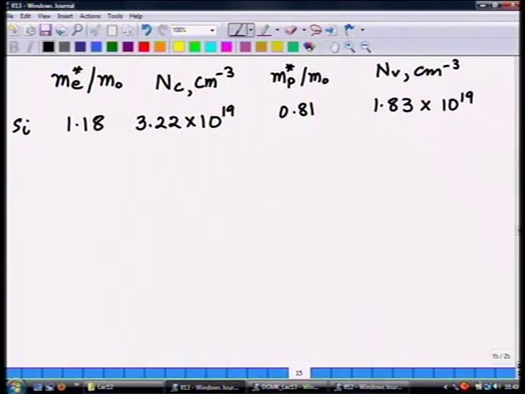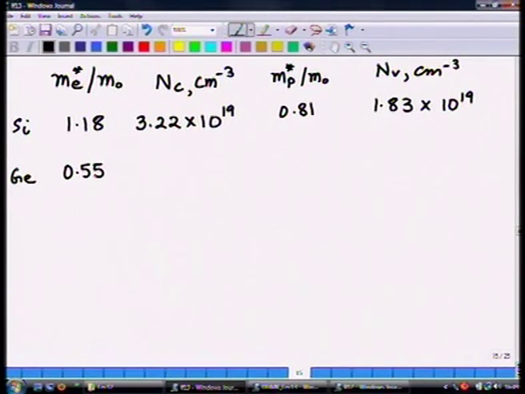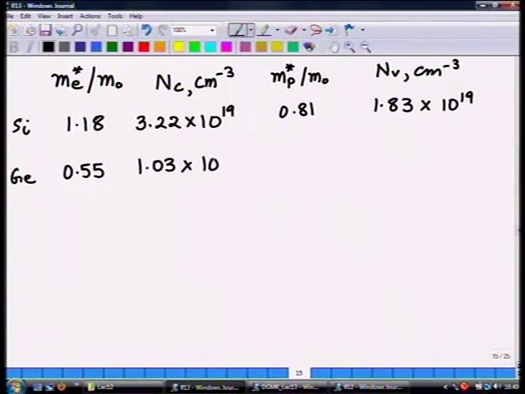Similarly, if I write this for germanium, this is 0.55, the electron is lighter, the curvature depends on curvature, remember, 1.03, and the density of states is 1.035 into 10 to the power 18. This is in case of germanium.